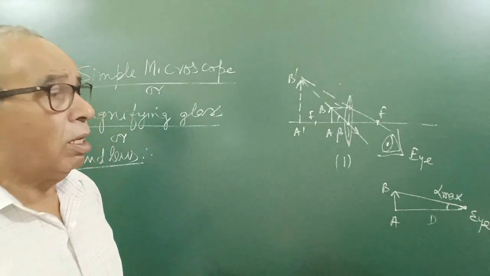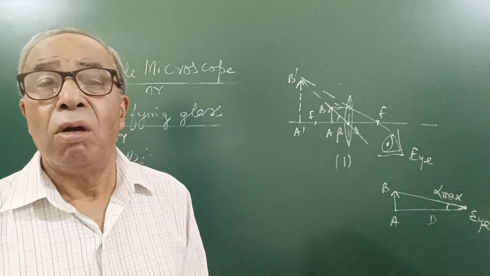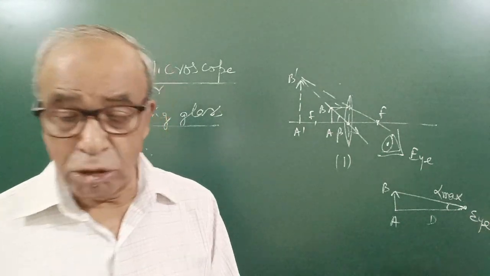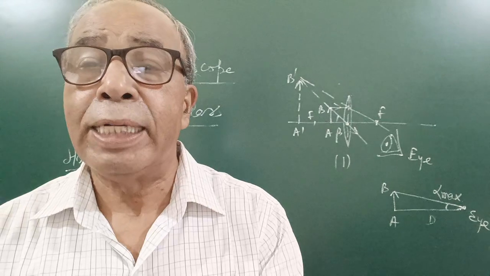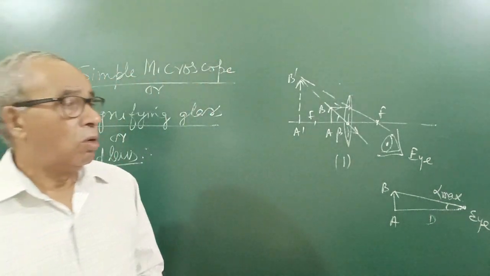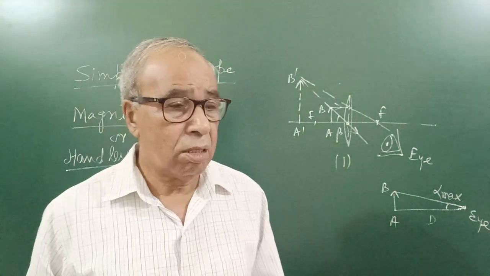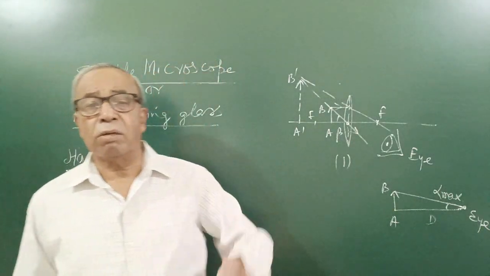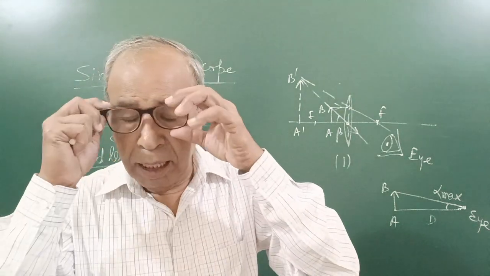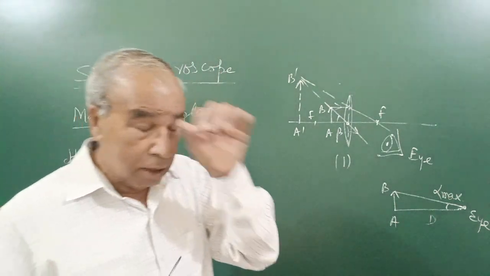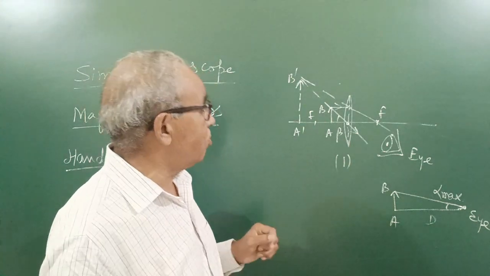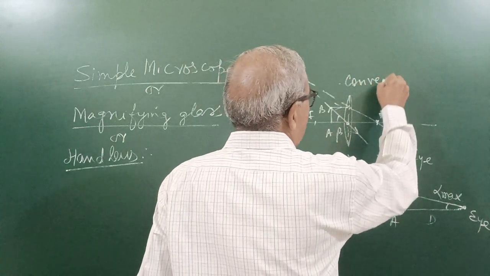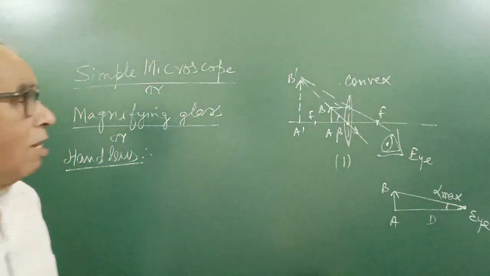It is simply a thin convex lens of a small focal length, as small as possible we can have. You may have seen people repairing wristwatches and other clocks. They fix a lens on their eye and see. Here in this figure, this is the convex lens of small focal length, a thin convex lens.